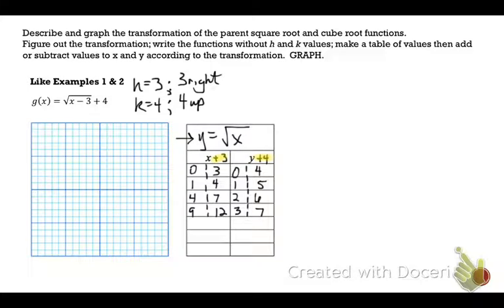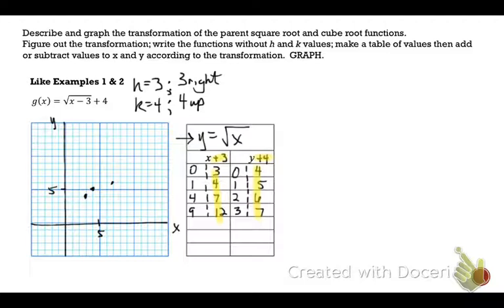Now I notice, again, I have lots of positives on my x and my y, so I'm going to shift my axis accordingly and still go by ones. Sometimes with these you won't be able to graph all the points. So now we're going to graph these x's and these y's, and that'll give us a transformed function. So our first point is at 3, 4. Our next one is at 4, 5, and then 7, 6, and then finally 12, 7.